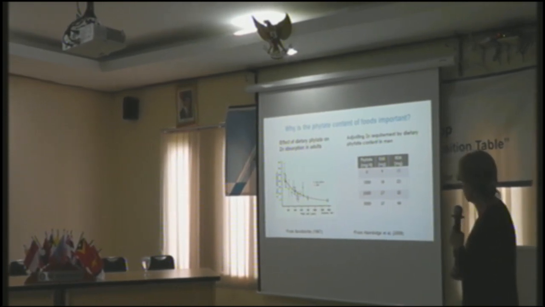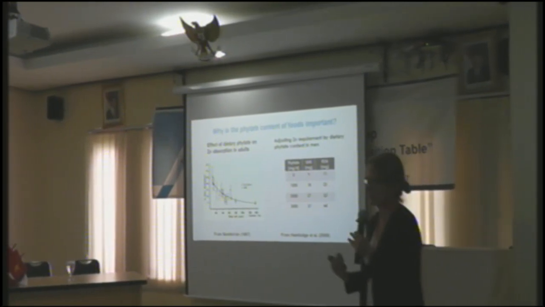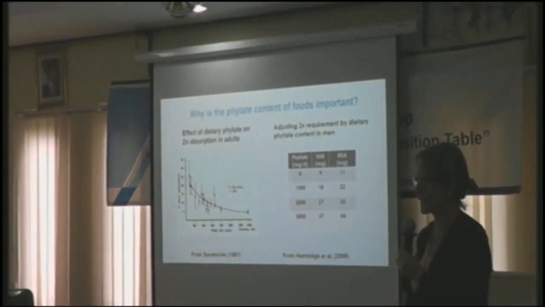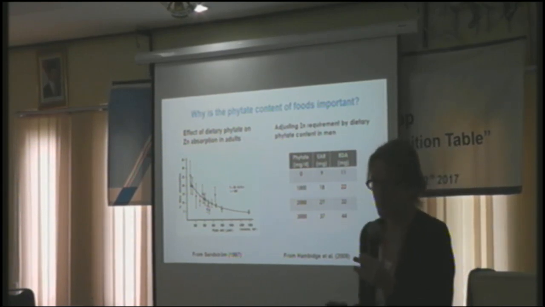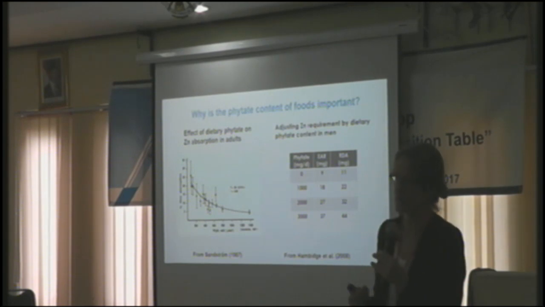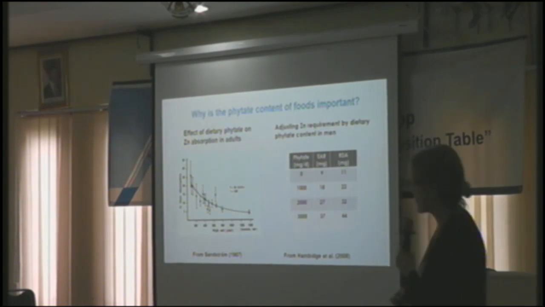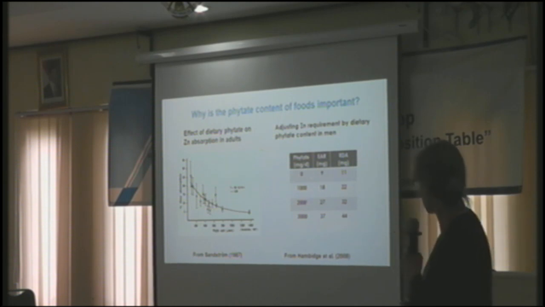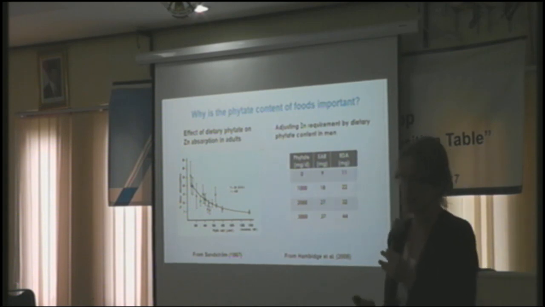And many of the EARs, the estimated average requirements for zinc, are based on having no phytate in the diet. But of course, in many countries, especially countries that are eating a lot of unrefined cereals or legumes, there could be much higher phytate levels in the diet. And this, as you can see, can double the requirement. If you've got 1,000 milligrams of phytate per day in the diet, that would double the actual estimated average requirement. So it really does have quite a linear impact.